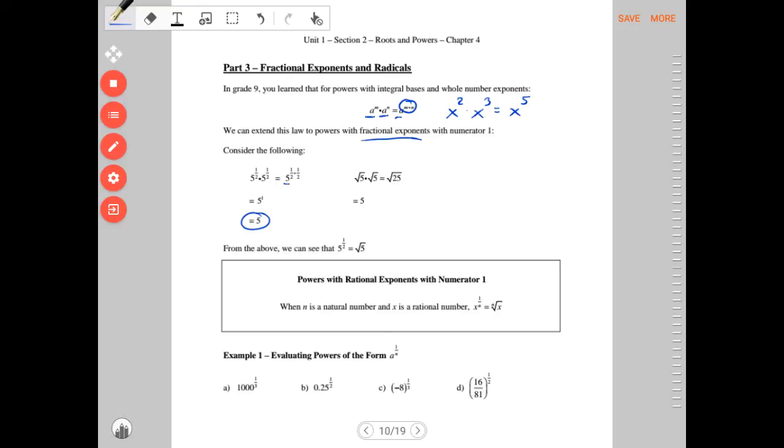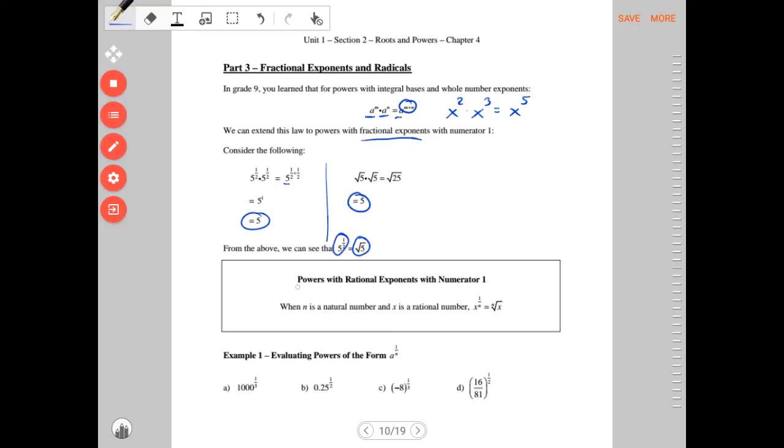If we have a look at this part now, we can say the square root of 5 times the square root of 5 is the same as the square root of 25. And the square root of 25 is just 5. There's an interesting consequence from this. From the above, we can see that 5 to the 1/2 is really just root 5.